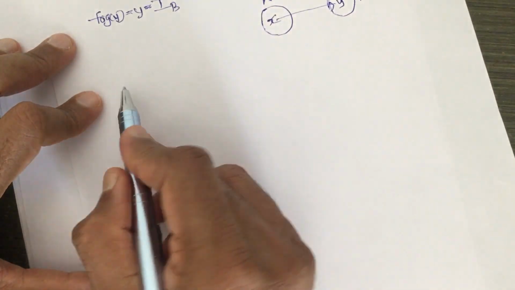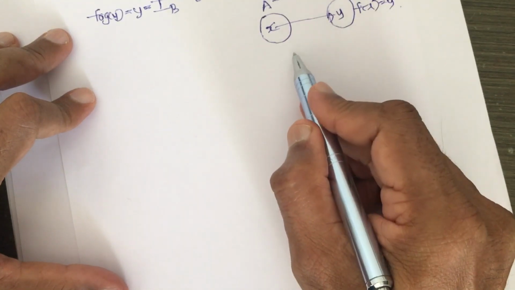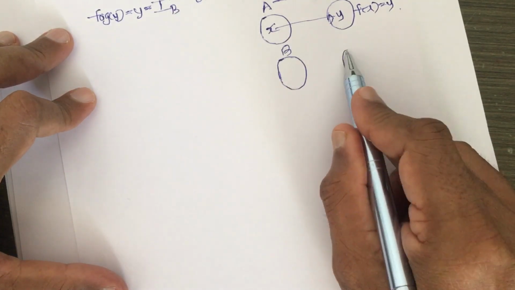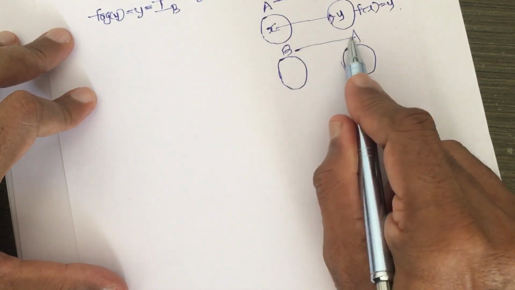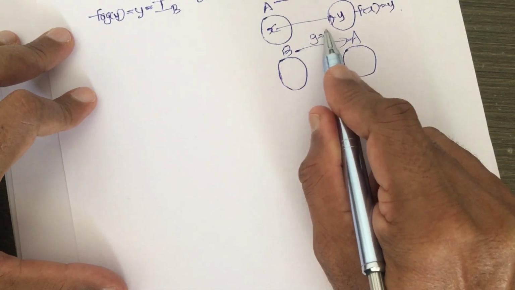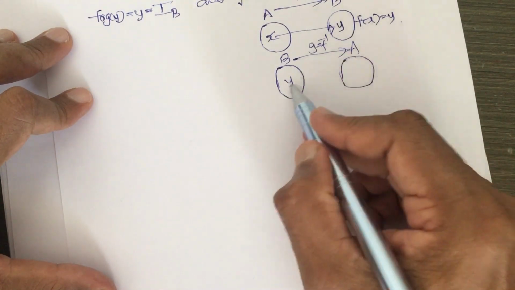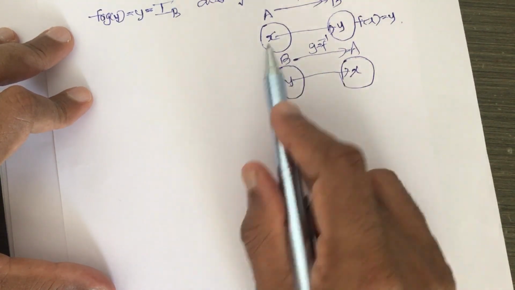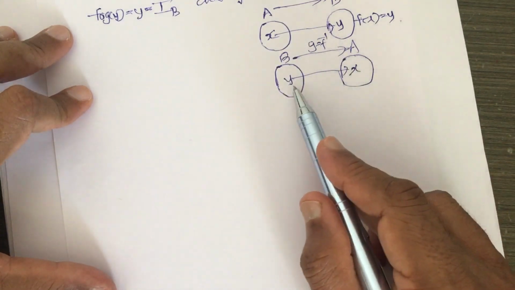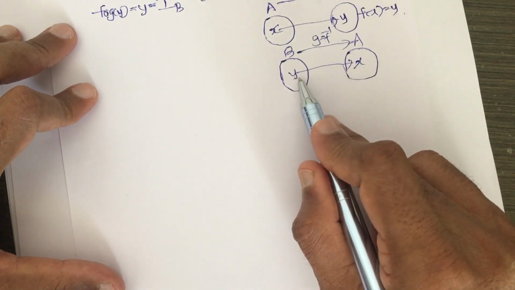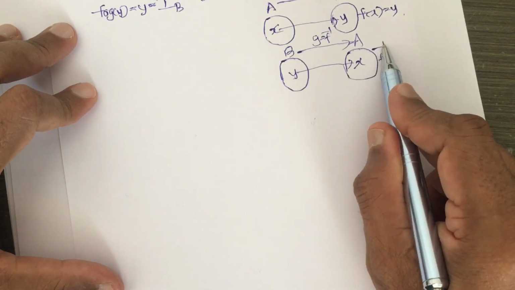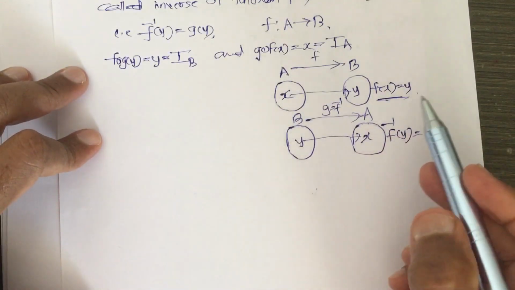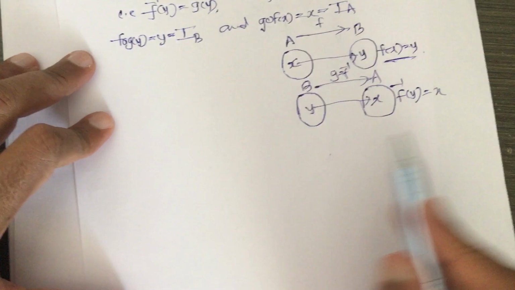So, here f is a function from A to B, then its inverse is g, and it is a function from B to A. This is your g, which is nothing but f inverse. Here y is the image of x, so y becomes the pre-image of x, and x is the pre-image of y, but here x is the image of y. So, we write this as f inverse of y is equal to x. Remember, when we have f of x equal to y, then f inverse of y equal to x.